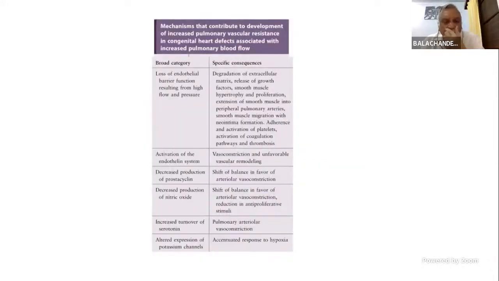So these are some of the mechanisms which contribute to development of increased pulmonary vascular resistance in congenital heart disease associated with increased pulmonary blood flow. There is definitely a decreased production of nitric oxide. There is definitely an increased turnover of serotonin, and there is an altered expression of potassium channels. Some of these things will get importance later on: if you really want to treat pulmonary arterial hypertension, you have to think of nitric oxide donors, you have to think of serotonin antagonists, and of course, potassium channels may have a role in the future. Next slide.